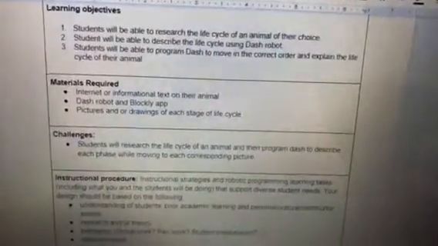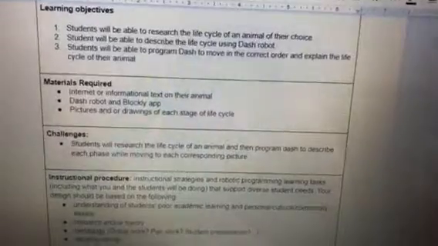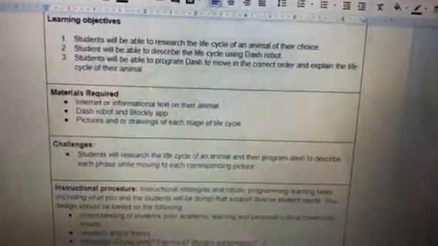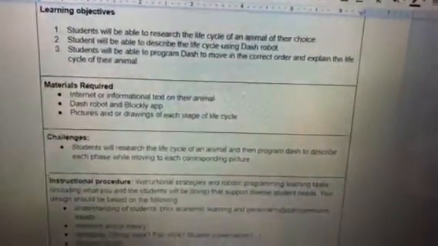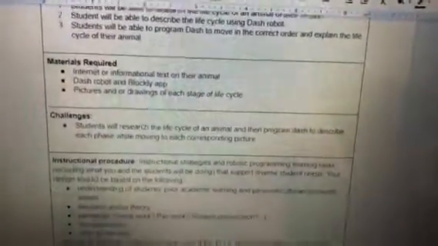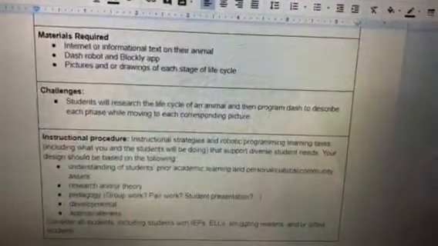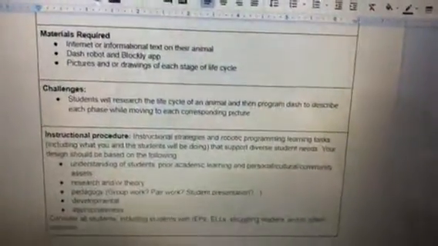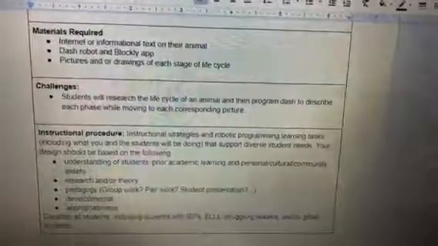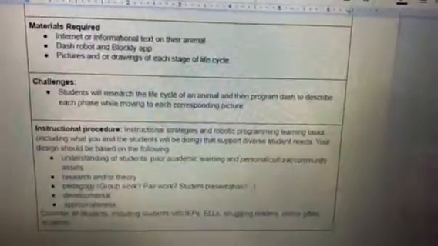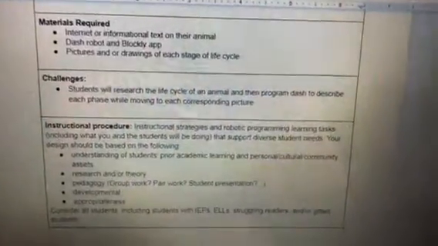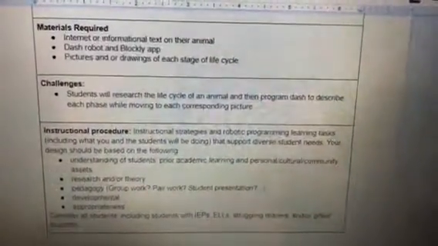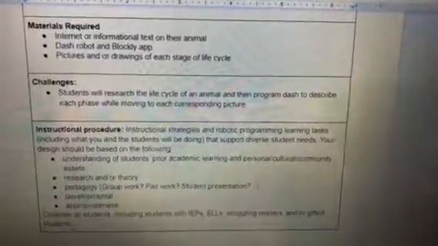So all they need is the internet or a book, informational text, Dash, and the Blockly app, and pictures or drawings of each stage of the life cycle of their animal. So the challenge that the students need to focus on and overcome is that they're going to research the animal and have Dash programmed so that he can move to each picture and describe what's going on in each picture for the animal's life cycle.